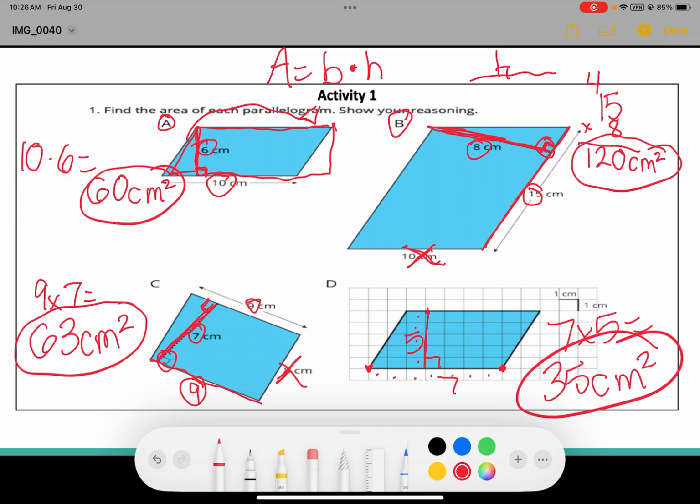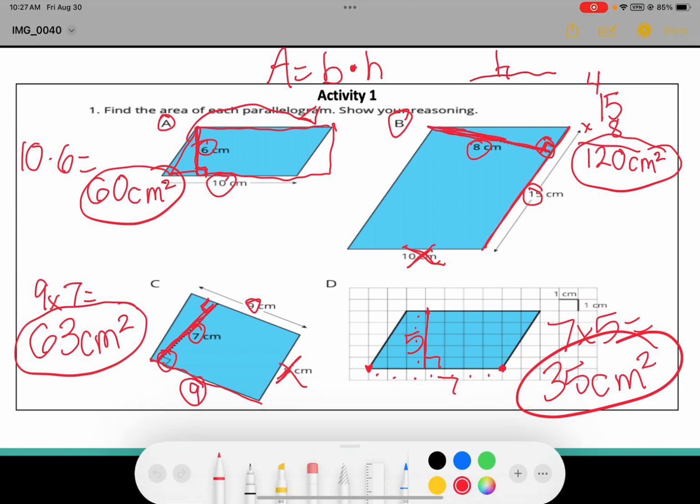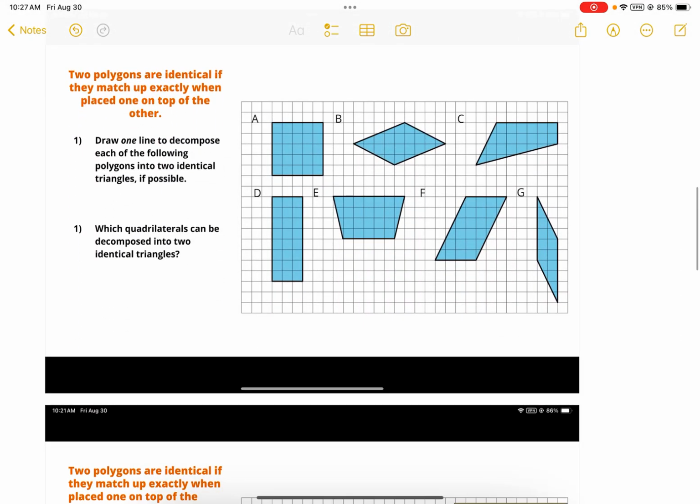So make sure you know how to do those. Again, you could have tried it your own way and then check to see if you got the answers right. So that's activity 1.